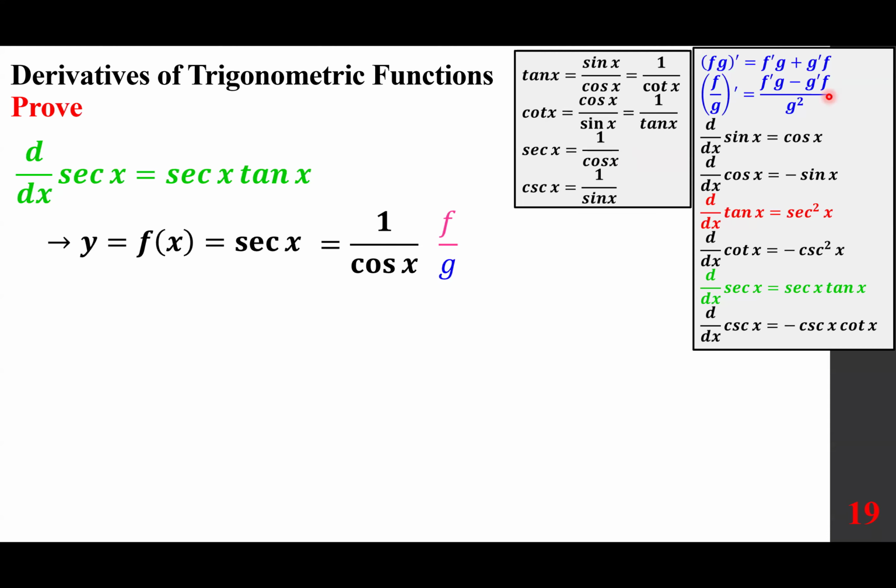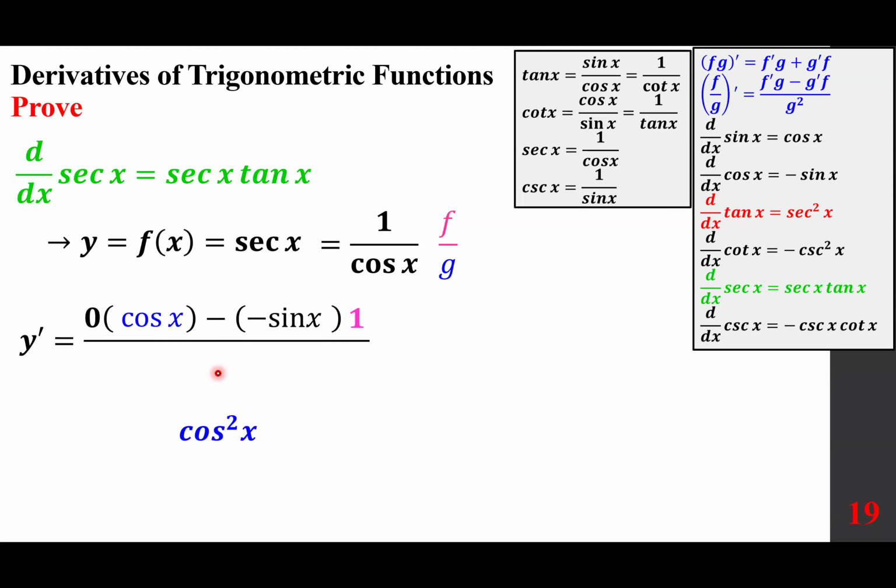So y prime is f prime. The derivative of the numerator is 0 because it's a number, times g, which is cosine x, minus g prime, the derivative of cosine is negative sine x, and times f, which is 1. I just write the denominator squared. This goes to 0. And this is positive sine x.